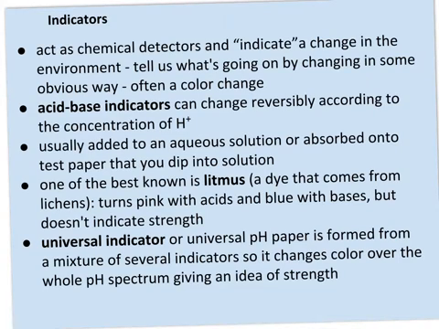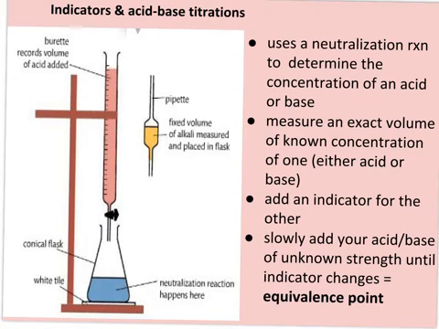Universal indicator is probably used far more often because it's formed from a mixture of several different indicators, so it gives a full spectrum of color. It changes color over the whole pH spectrum and will give you an idea of strength. The problem with any indicator is it relies on you to look at the color and interpret it against the scale that's provided. But indicators are often very helpful in what we call acid-base titrations, or standardization reactions.